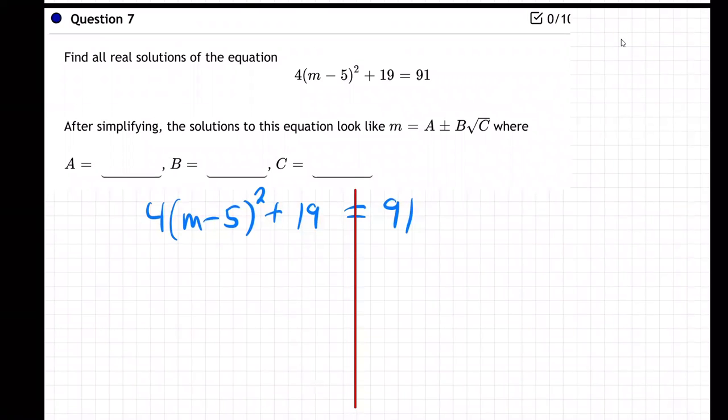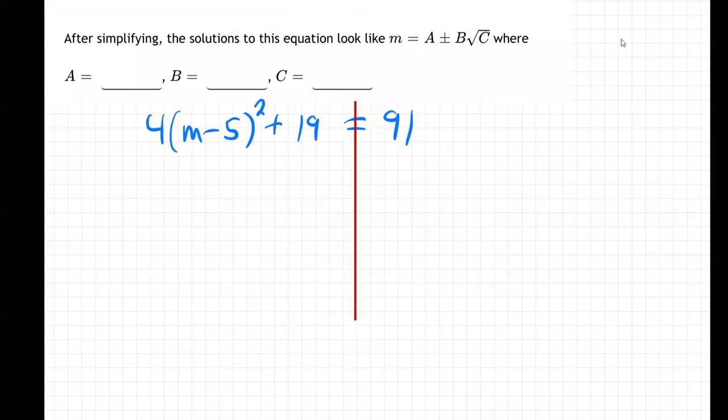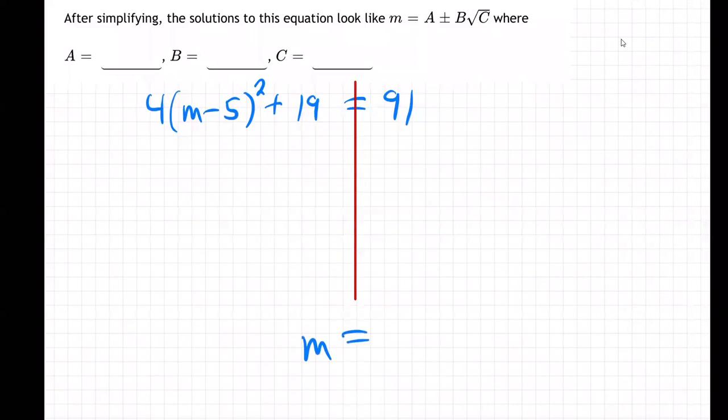Okay, so on this question, we are trying to solve for m, right? Find the solution. So in other words, basically we want, all the way down the bottom, m is saying, I want to be alone, which means you got to get rid of that 19, get rid of that 4, get rid of that 2 power, get rid of that -5, get rid of all that stuff to get the m alone. Okay, so let's do it step by step.